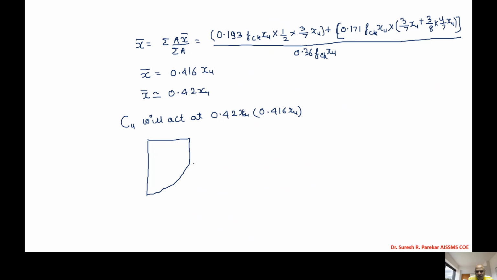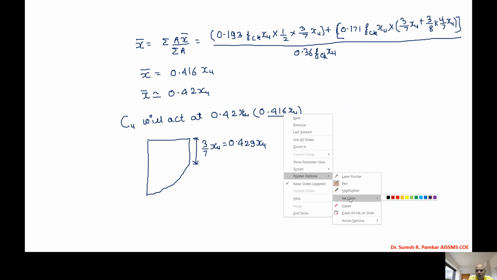And then we have this length. This is 3/7 of Xu. What is 3/7 of Xu? If you calculate 3/7 of Xu, it is 0.429. And we have this as 0.416. So this is where we get this value of compressive force.